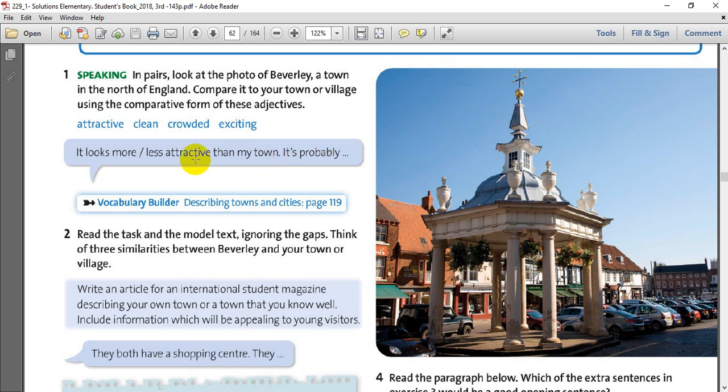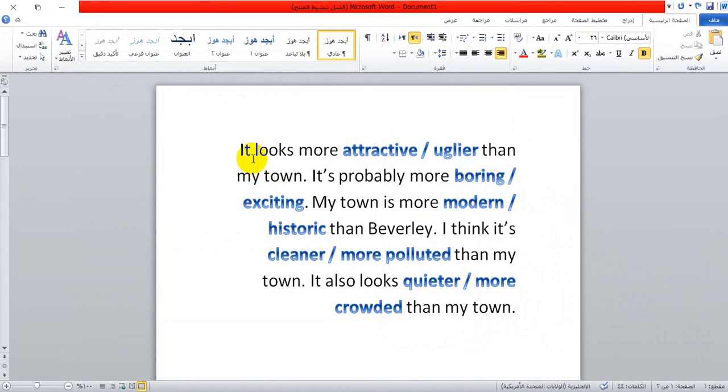It's probably like this sentence. We have a possible answer here. It looks more attractive or uglier than my town. It's probably more boring or exciting. Boring or exciting. My town is more modern or historic than Beverly.